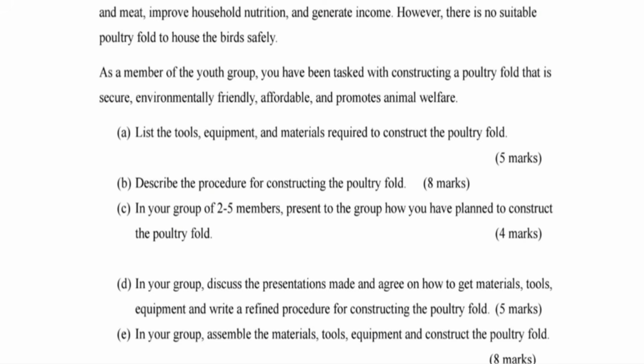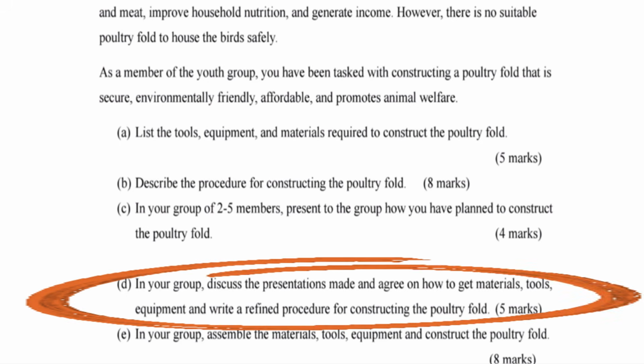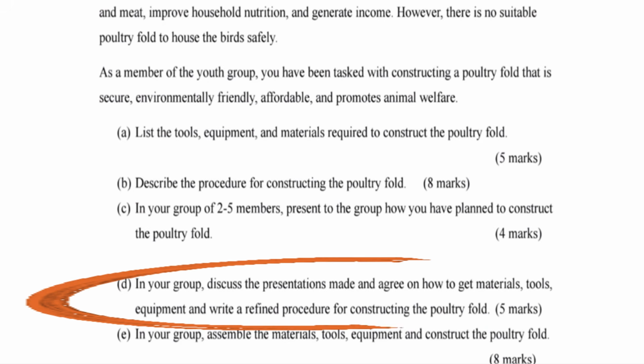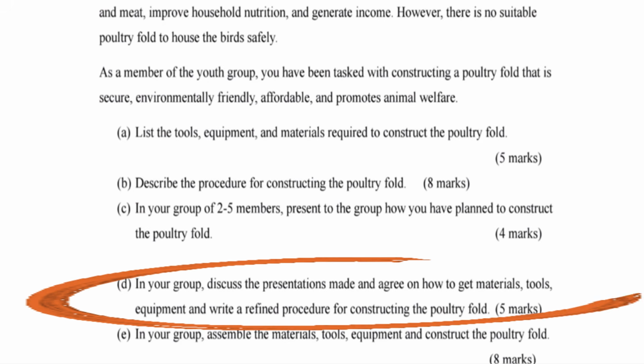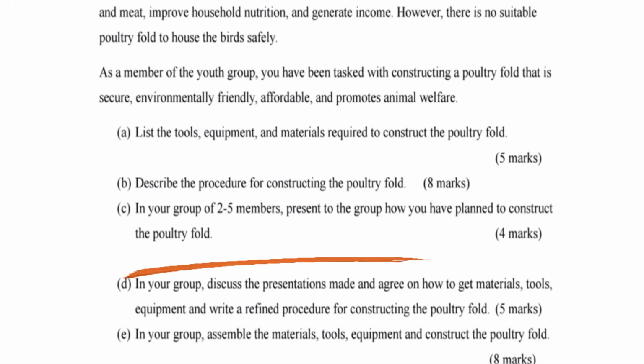So with that, after doing your presentations, you are ready to go to question D. And question D, this is what it says. It says, discuss the presentations and agree on how to get the materials, the tools and equipment, and then write a refined procedure for constructing the poultry fold. So this question is 5 marks and it comes after the presentations.